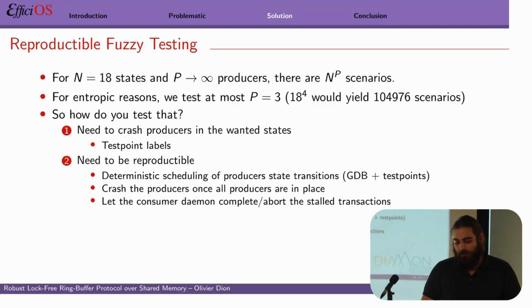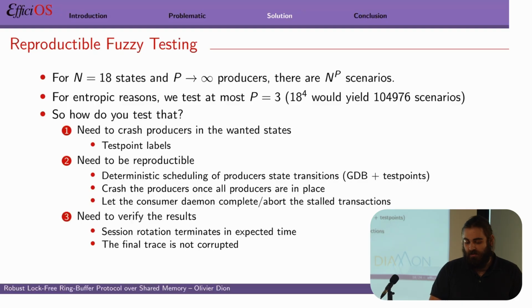And then we need it to be reproducible. We don't want to run many cores on the CI, and we want to try to get the state we want. And so what we did is that we have a deterministic scheduling of the producer state transitions using the test points, but using GDB. So we use GDB to spawn producers, and we put breakpoints to say this producer will stop at that test point, and this one there. And then we see what happens. We crash all of the producers, and we see: can the consumer daemon finish the transaction for us, and will we get a trace on the disk at the end that's not corrupted?